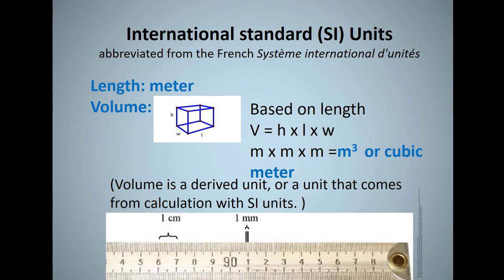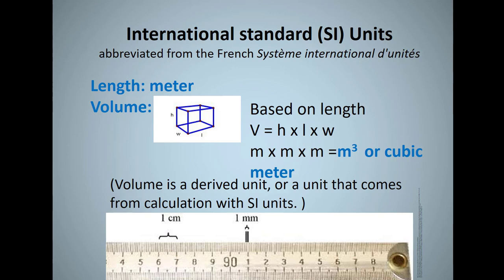for international standard. So when we look at the international standards, and this is across the world, and in the U.S. too, because in science we use the metric system. So for length, we use meters. For volume, this is a derived unit, or a unit that's calculated from one of the standard units. So we take height times length times width. And if you look at the standard unit of meters, that would be meters times meters times meters. So that would be cubic meters.